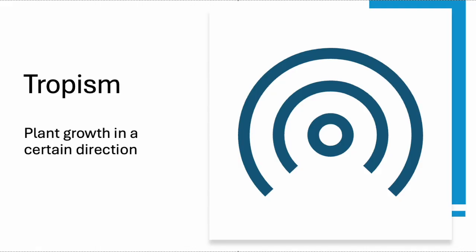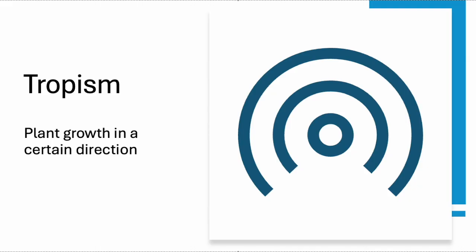A tropism is when a plant grows in a certain direction because of something in its environment. Think of it as a plant's way of reaching for what it wants or moving away from what it does not like. The environment is everything around the plant, like sunlight, gravity, and water.